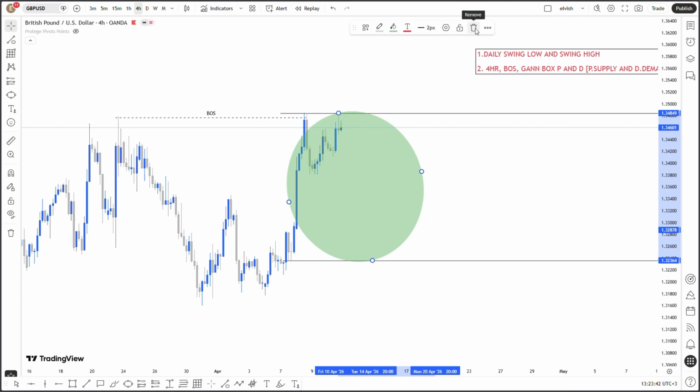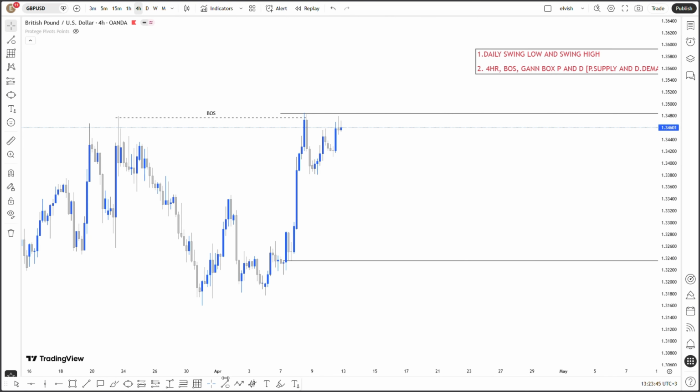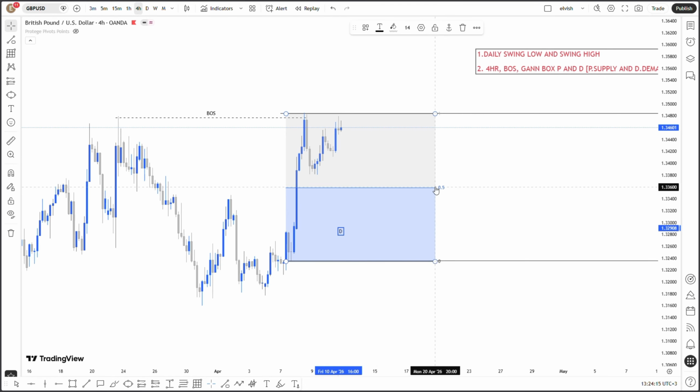So let me delete that. Now I'm going to bring out my Fib box from the swing low to the swing high. If you look now, this is my discount. Actually, I'm having levels here. The level that is below 0.5 is called the discount, and the level that is above the 0.5 is called a premium. Okay, so this is a premium.